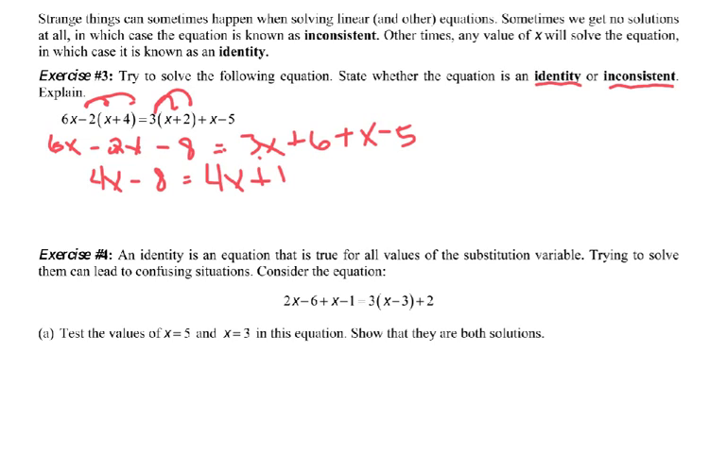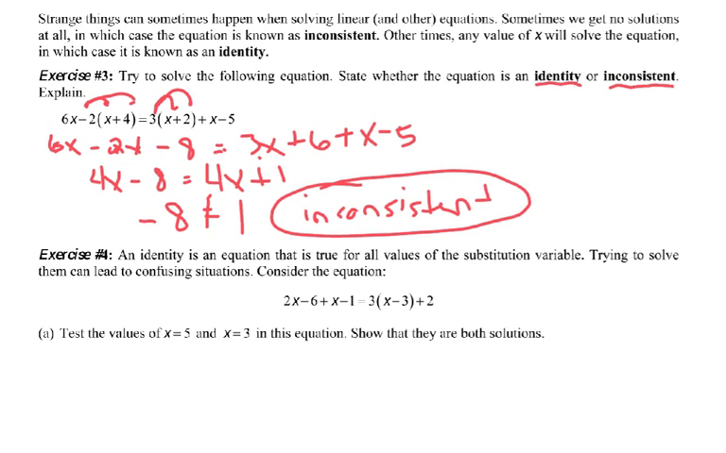From here, if we were to subtract 4x from both sides, the 4x's would actually completely disappear, leaving me with an equation of negative 8 equals 1. Negative 8 equals 1 is obviously not accurate. It's not equal, so this is what we call an inconsistent equation, because it doesn't actually produce a solution that works.